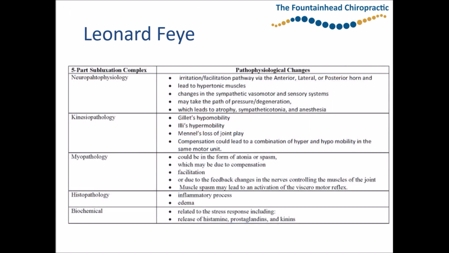Now we have the table of the five components subluxation model from Leonard Faye with some details. The first component we changed the name to neuropathophysiology, that means pathophysiological chains: irritation, facilitation, pathway via anterior, lateral, or posterior horn, and leads to hypertonic muscles, change in the sympathetic, vasomotor, and sensory systems, may take the path of pressure, degeneration, which leads to atrophy, sympathectonia, and anesthesia. And kinesiopathology reminds us of Gillet hypermobility and Ely's hypermobility, loss of joint play, and joint play is very important, including the end play that we can use in evaluation.